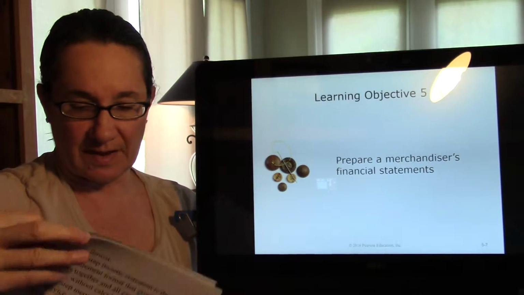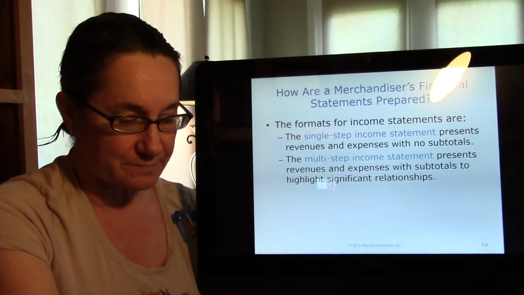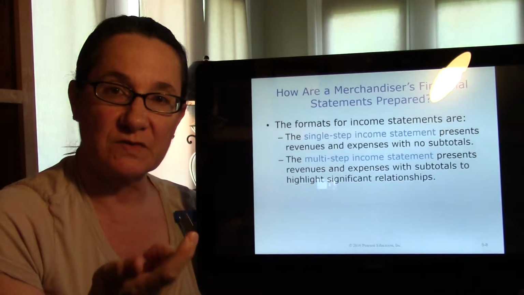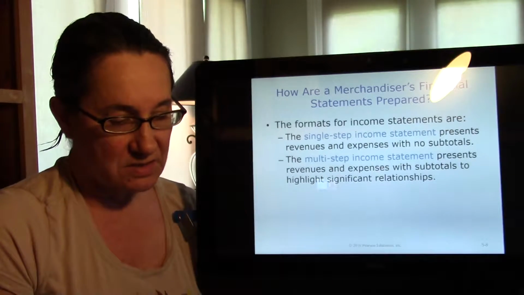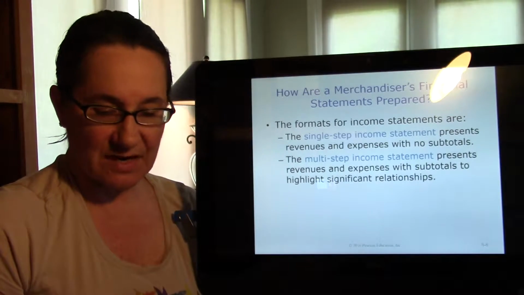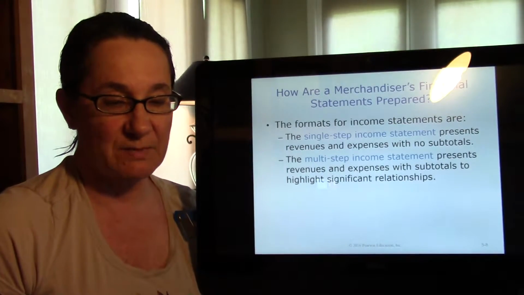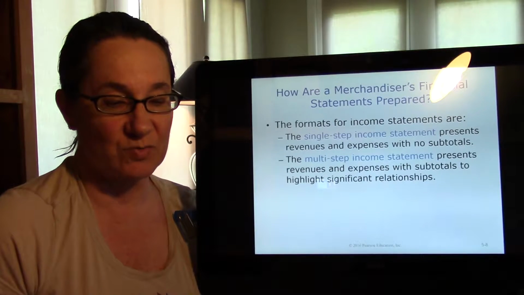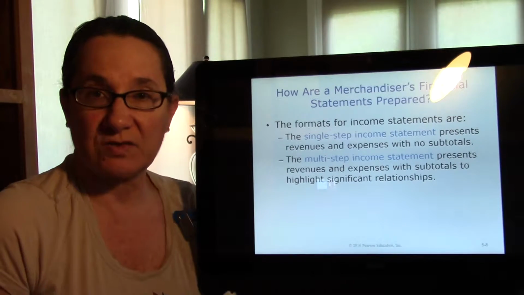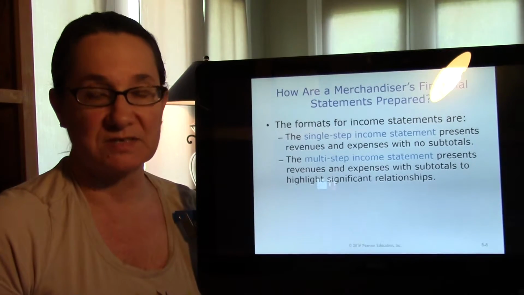Alright, so let's talk about what's different about the financial statements. Obviously in a merchandiser we now have this cost of goods sold and gross profit we have to account for. The formats for income statements are single step and multiple step. The income statement can appear in 2 formats, the single step format and the multi-step format. The single step income statement is the income statement format that groups all revenues together and all expenses together without calculating subtotals. So that's what we've been doing so far. In chapters 1 through 4, all our income statements were single step.